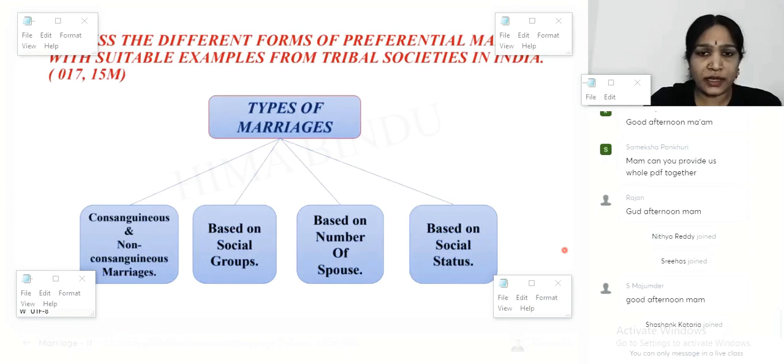But in serial polygyny, there is no rule that the second wife should be the sister of the first wife. They can go for non-sororal serial polygyny also. Once the wife dies, they may marry a woman who is not related to the first wife. So not all serial polygyny is sororal polygyny.